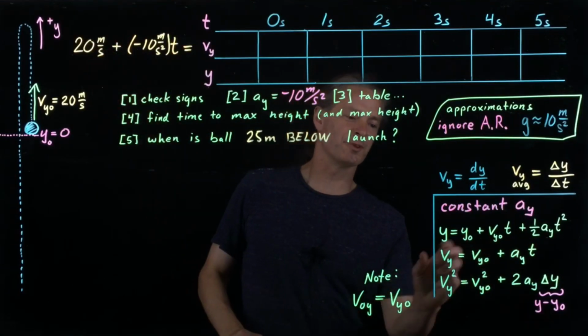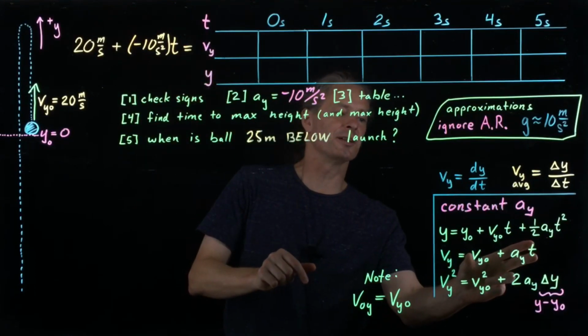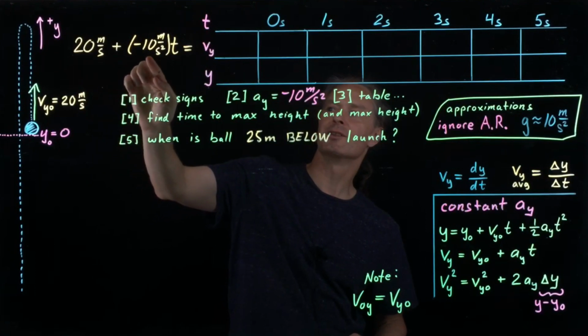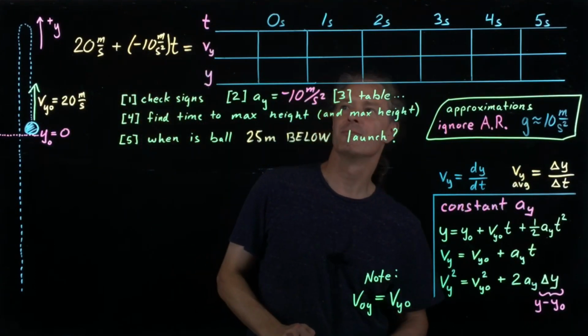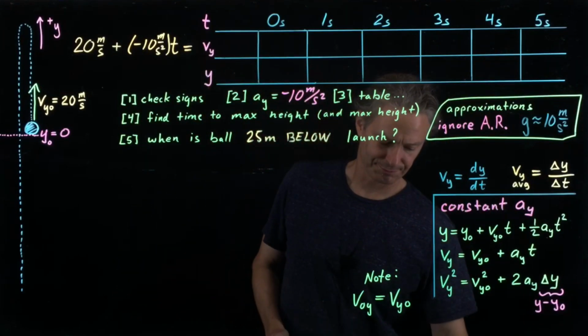So all I've done is flip the sides of the equation. My v sub y is here, and then this side of the equation is right over here. So here's my v sub y 0, and this is the acceleration, and there's the time. Great. So while we're at it, let's just fill in this table.